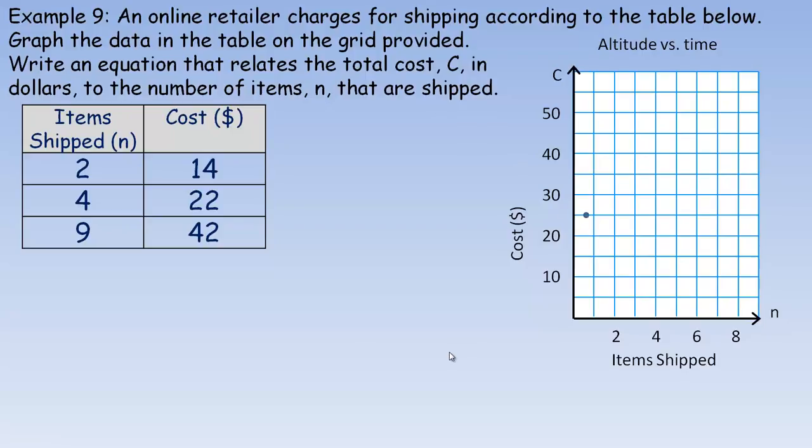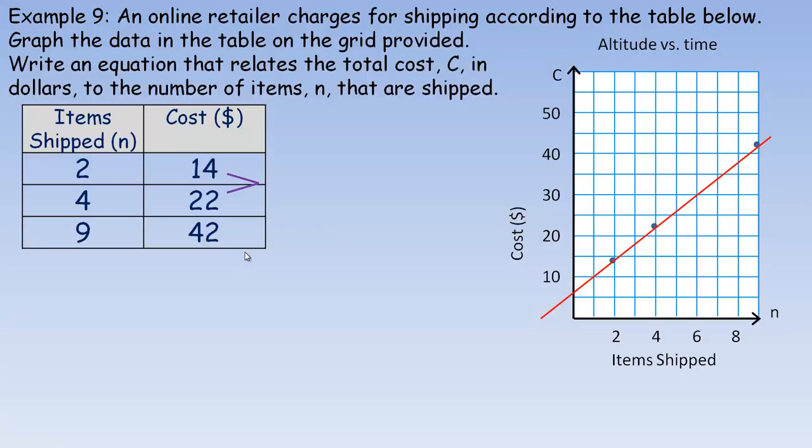So let's plot the points. 2 items shipped is $14. Put a dot right there. That would be 15, so just slightly below it. And 4 items shipped is 22. This would be 20, that'd be 25, so 22.50 would be right in the middle, so it's barely below the midpoint there. And then 9 items being shipped is $42. There's the last point, and we can draw a line between them. And it's certainly a line, so this is a linear relationship.